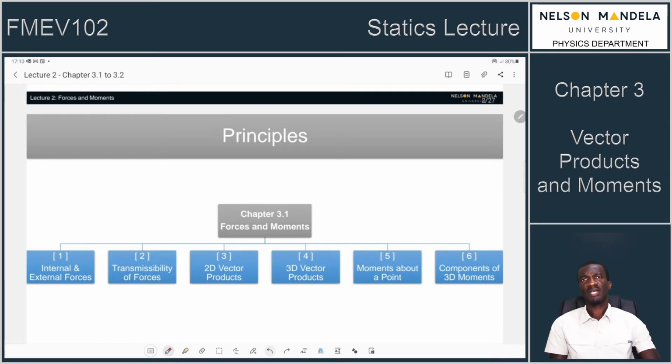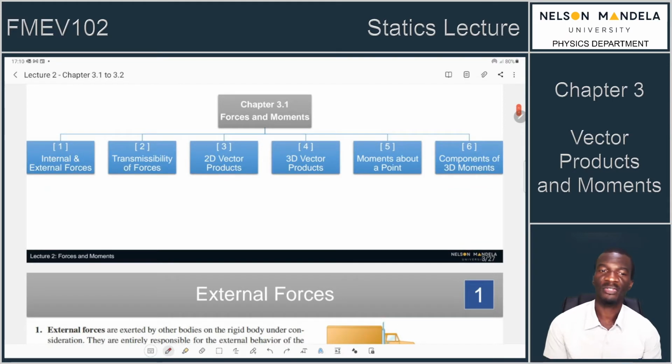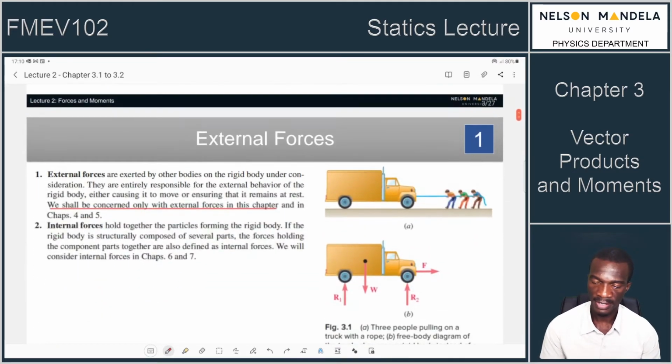You have performed several calculations for vector products. We will just reintroduce the vector product calculation and identify its relevance in what we're trying to study. Then vector products in 3 dimensions and moments about a point and an axis. Right, so those 6 principles guide our calculations for this lecture.